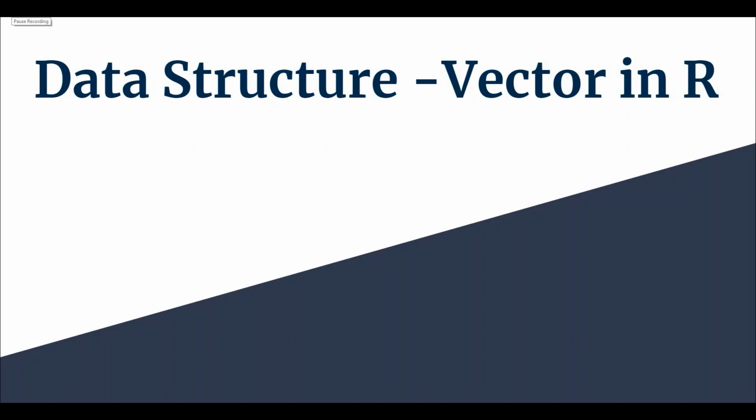In this tutorial we are going to study data structure vector and its practical implementations. Data structure vector in R. We know that we have total 6 types of data structures. They are vectors, matrix, arrays, data frames, list and factors. In this video we are covering what vectors are and how we can practically implement vectors in RStudio.